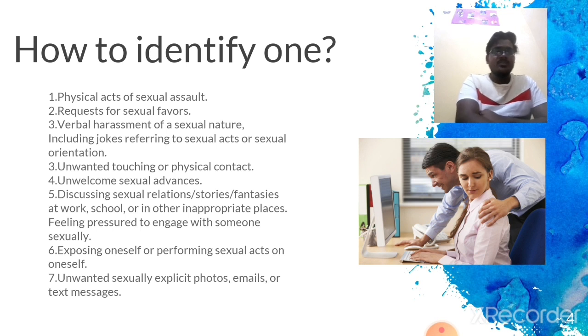How to identify one? Sexual harassment can vary, and to identify one, here are some examples. It includes physical acts of sexual assault or requests for sexual favors, or verbal harassment of a sexual nature, including jokes referring to sexual acts or sexual orientation. Even if you make a sexual joke to a person and it doesn't make them feel comfortable, it is also identified as sexual harassment. Other examples are unwanted touching or physical contact, unwelcome sexual advances, discussing sexual relations, stories, and fantasies at work, school, or in any other inappropriate places, feeling pressure to engage with someone sexually, exposing oneself or performing sexual acts on oneself, and unwanted sexually explicit photos, emails, or text messages.